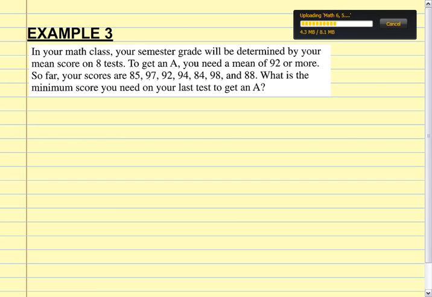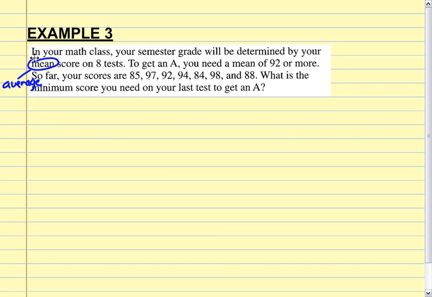Okay, folks, example number 3 says that in your math class, your semester grade will be determined by your mean score on 8 tests. Now, that doesn't mean you're not nice, but it means your average score on 8 tests, okay? To get an A, you need a mean of 92 or more. So far, your scores are 85, 97, 92, 94, 84, 98, and 88. Okay, now that's 7 scores.